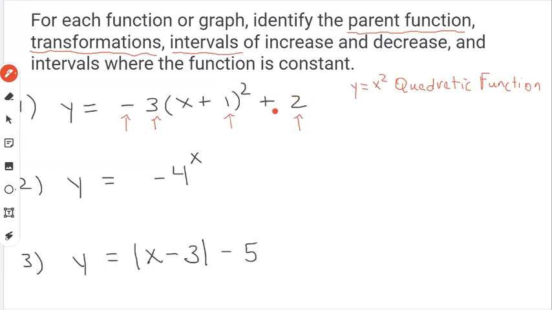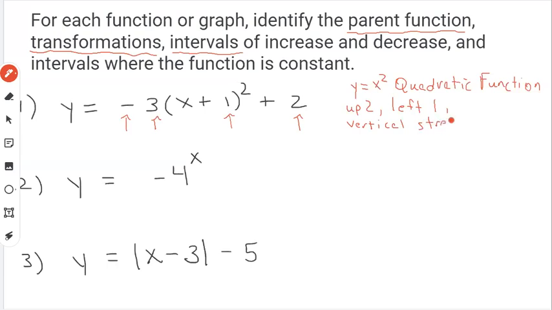So the +2 on the outside means we're going up 2. We're going up by 2. And then the +1 on the inside means that we're going left 1. We're going left by 1. And then we've got this 3 on the outside. That's going to be a stretch. You can call that a vertical stretch by 3.